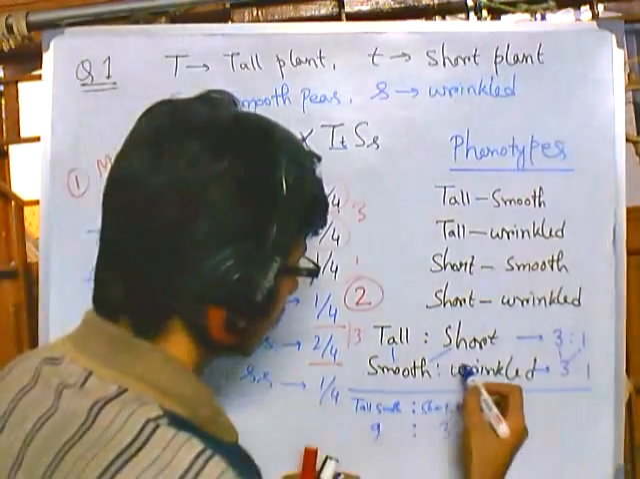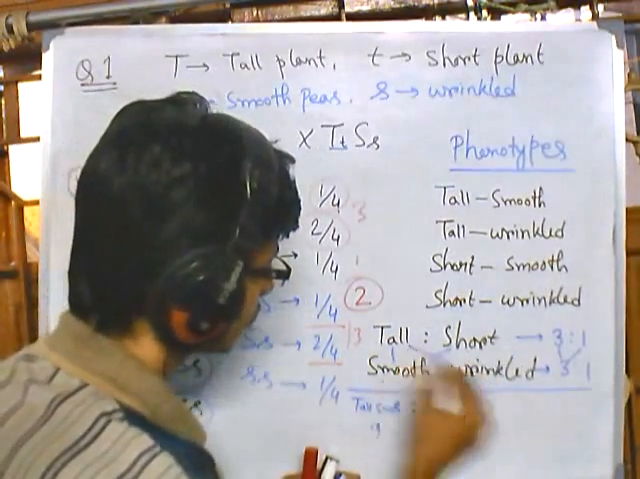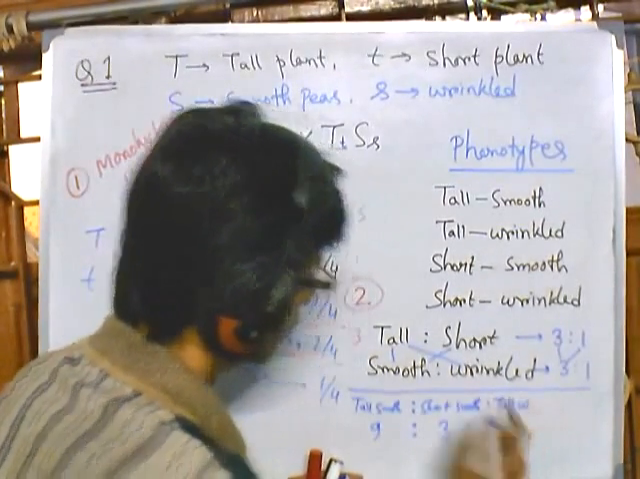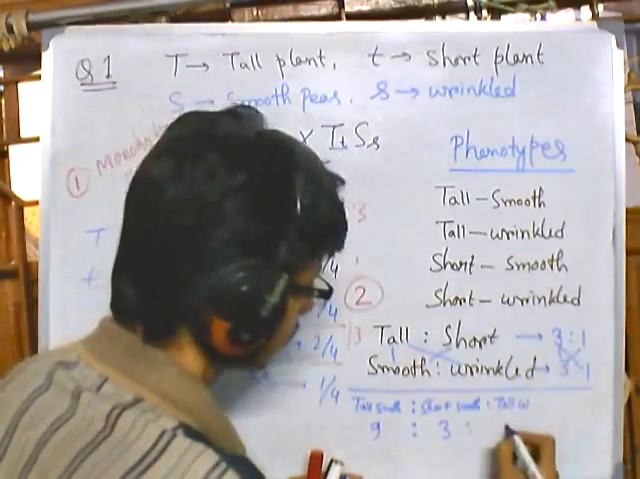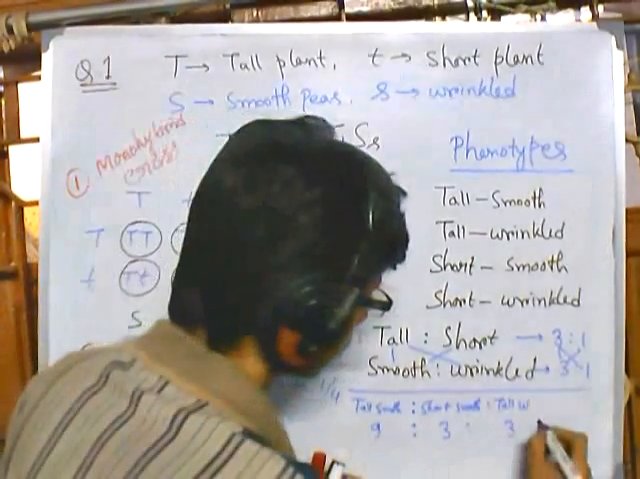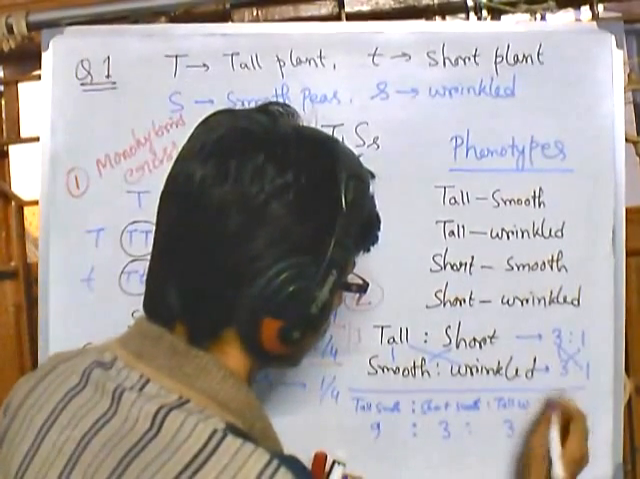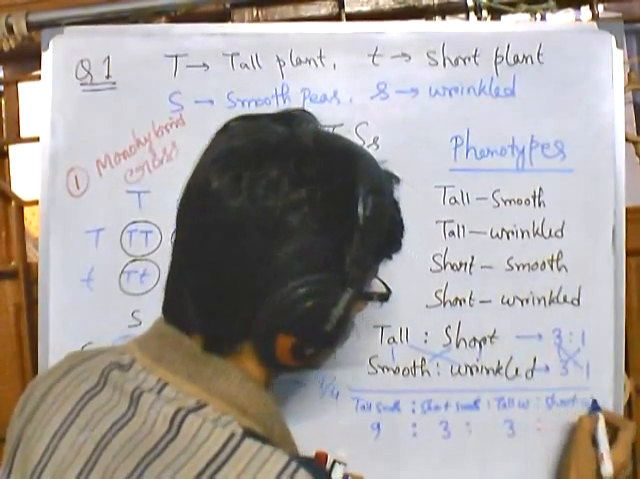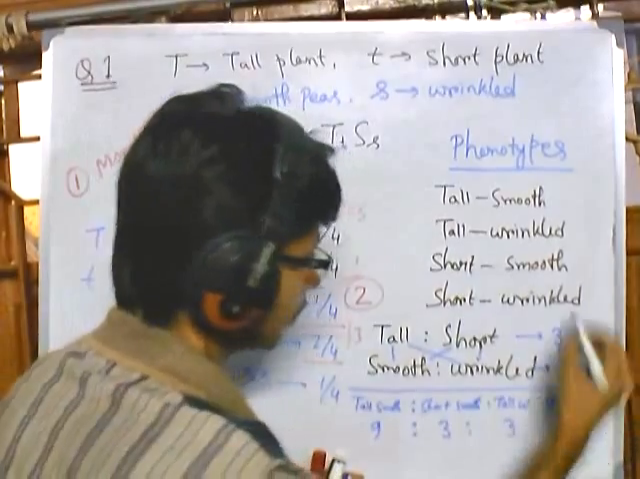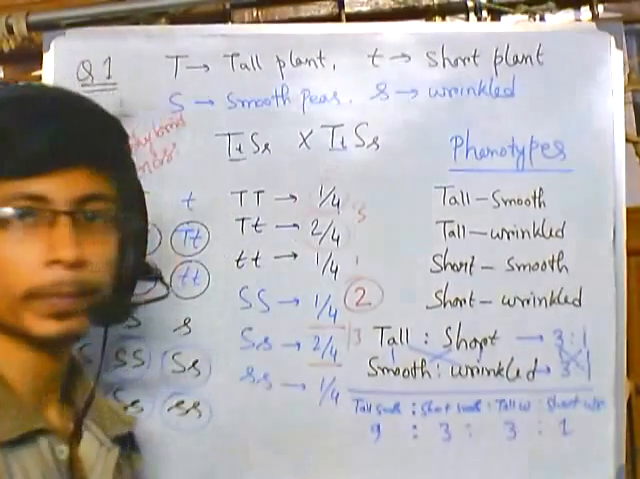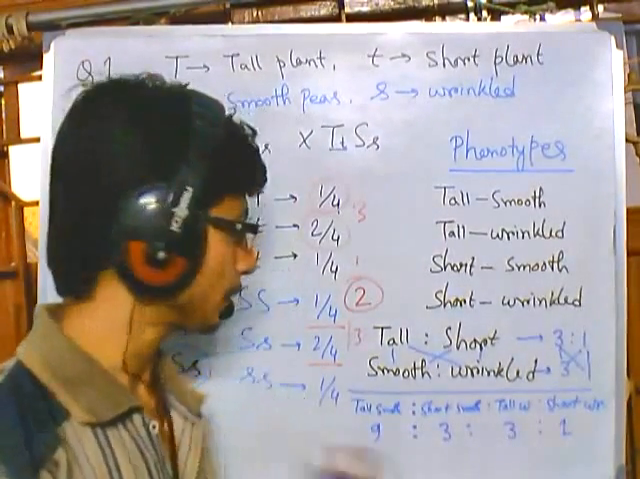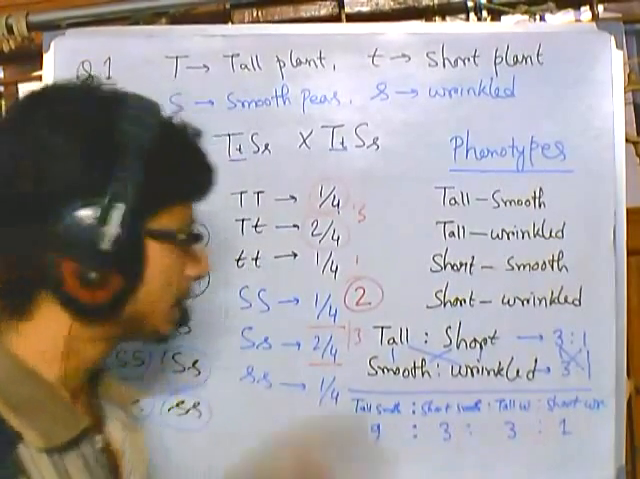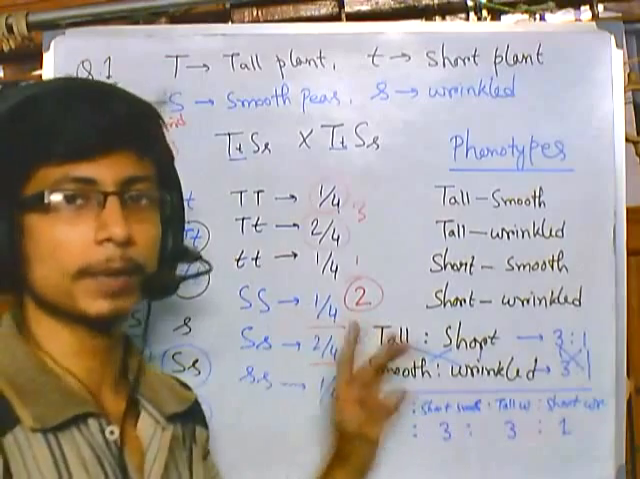Getting it? Now take wrinkled. So wrinkled, tall. So it will be tall, wrinkled. It will be 3 into 1, 3. Okay. And the final one, short, wrinkled, right? This one, 1 into 1, 1. So what is the phenotypic ratio here? 9:3:3:1.